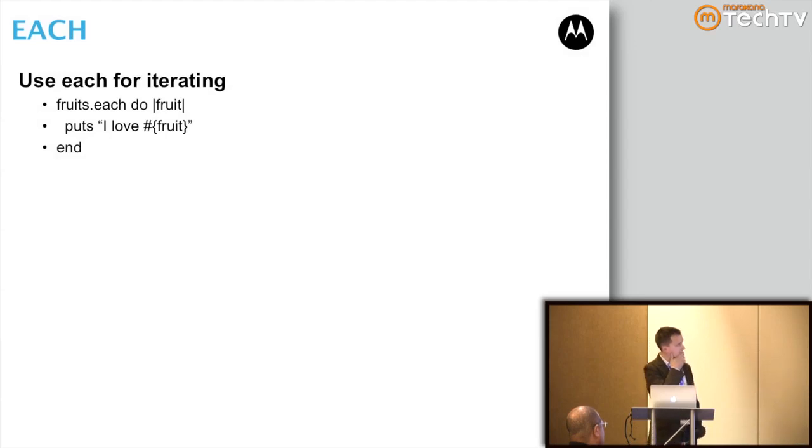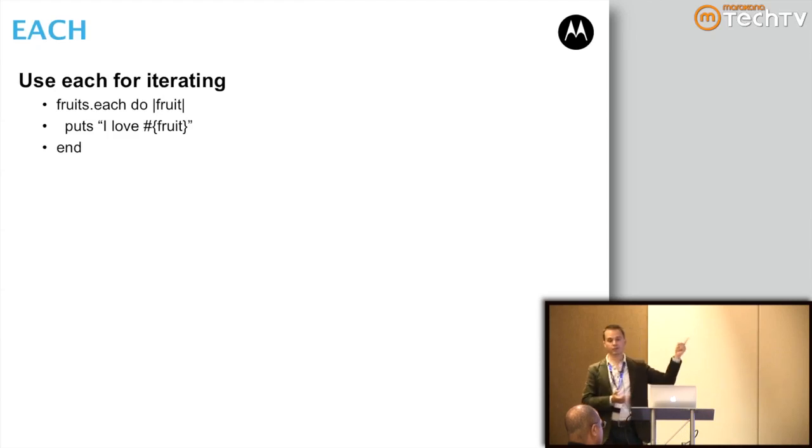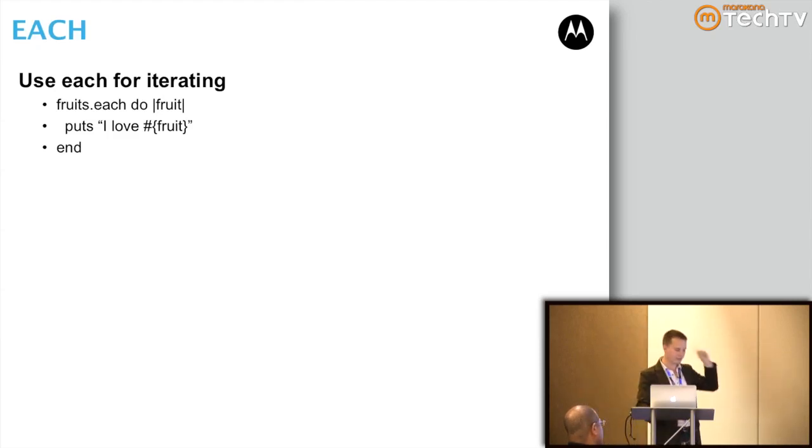Fruits.each. Fruits.each do, vertical pipes, whatever my variable is inside my iteration, in this case, fruit. So if I have a list of fruits, this will iterate over each one, assign the variable fruit, and output I love apple, I love banana, I love orange. This syntax will look weird to you, and that's okay. But it is the Ruby way of iterating, and you'll see it all over.